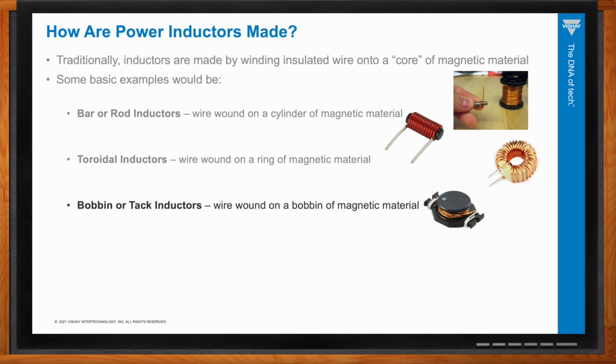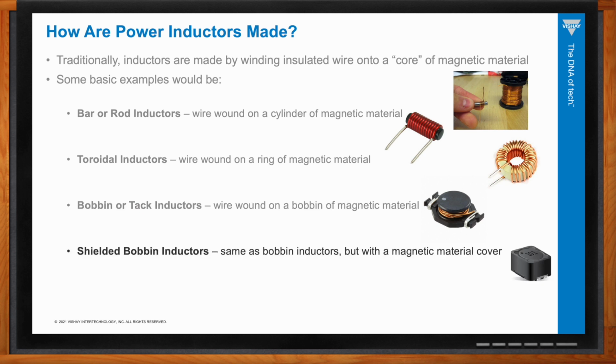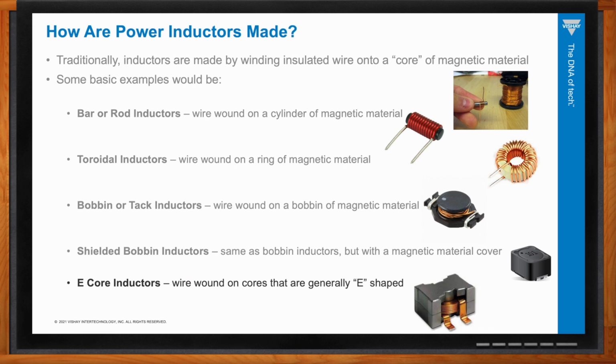These could be through hole or could be surface mount. The next is a shielded bobbin inductor. So this is basically what we talked about before, but there's another cup of magnetic material that's put over the top of it to help with magnetic shielding. And then finally, E-core inductors. As you can see in the picture, there's two halves that are core materials in the shape of an E. There are many different versions of this, and then that's slipped into a coil of wire, and then that becomes the power inductor. These are typically used in the higher current applications, and these can be surface mount like you see in this example, or they could be through hole as well.